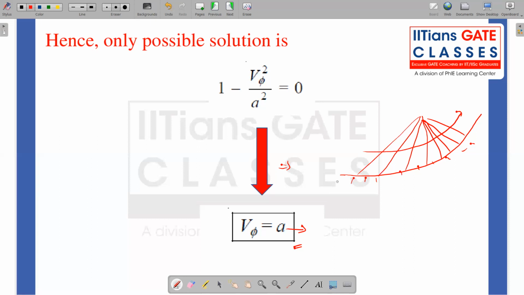But the problem with this design is, in theory, it takes an infinite length of the compression corner to achieve a zero total pressure loss. So in practice, we have to have very large intake designs. Because we know the very practical application of this compression corner is in supersonic or hypersonic intakes, where you have to have the ram effect to the maximum effect.